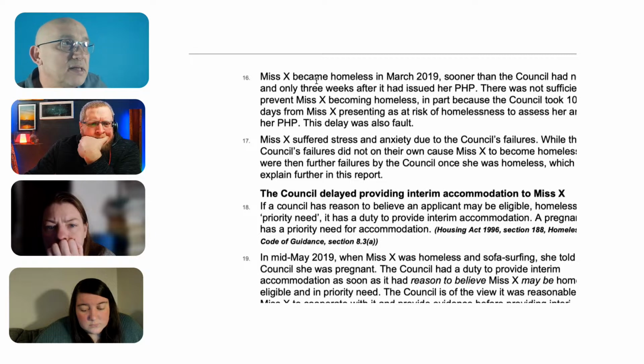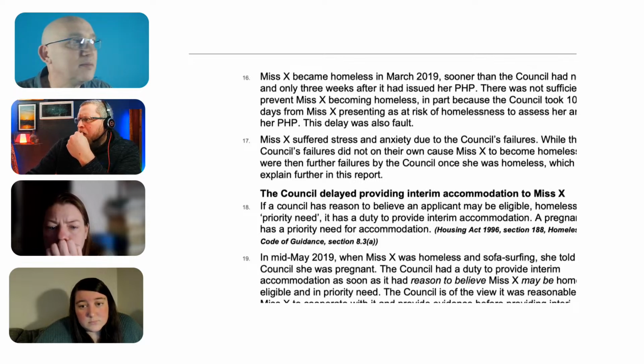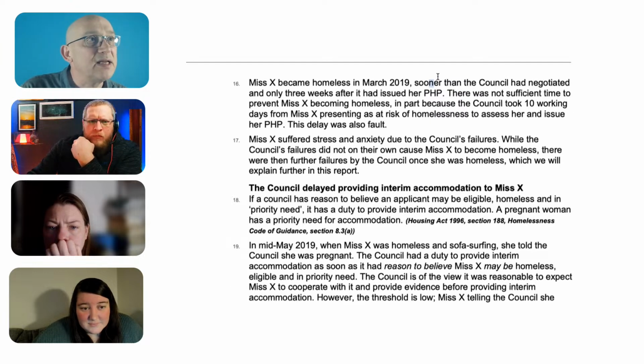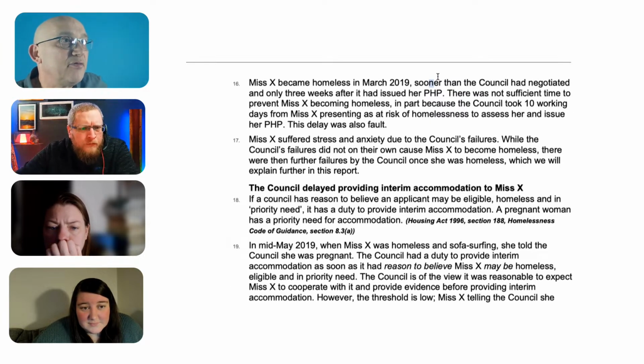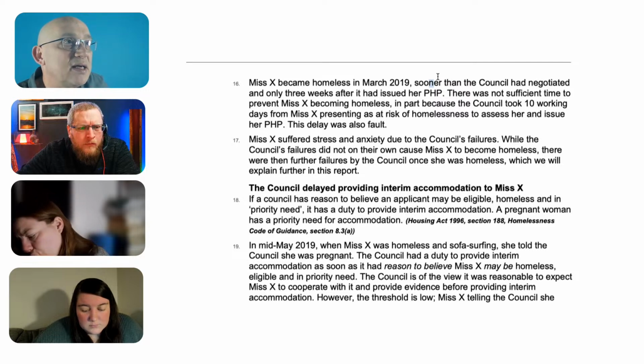Miss X became homeless in March 2019, sooner than the council had negotiated, and only 3 weeks after it had issued her PHP, there was not sufficient time to prevent Ms. X becoming homeless, in part because the council took 10 working days from Ms. X presenting as at risk of homelessness to assess her and issue her PHP. This delay was also at fault.